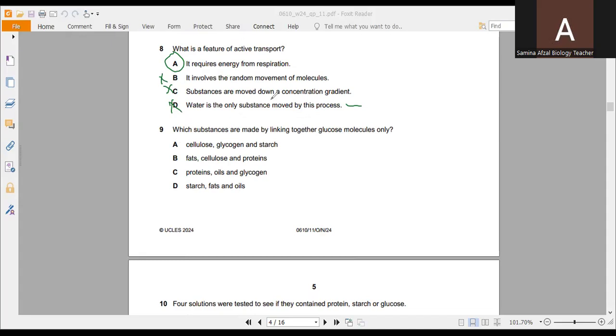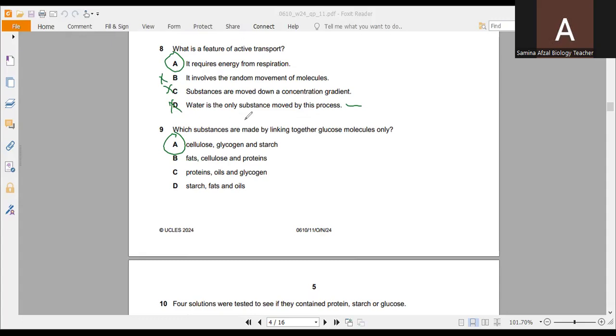Which substances are made by linking together glucose molecules only? Glucose molecules are monosaccharides, which make up disaccharides and polysaccharide molecules. Here you can see cellulose, glycogen, and starch. They are the products of glucose molecules. When they join together, they make up the larger molecules, or polysaccharides, which are cellulose, glycogen, and starch. So A is the correct option.